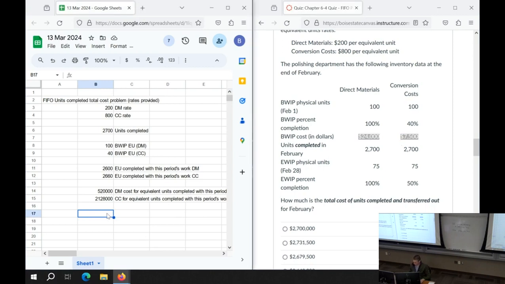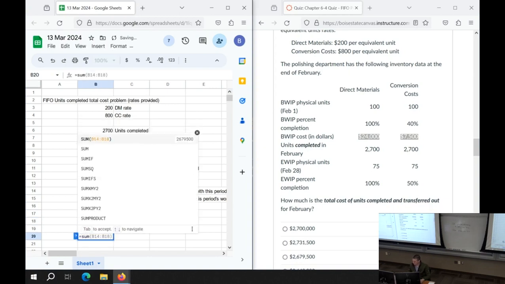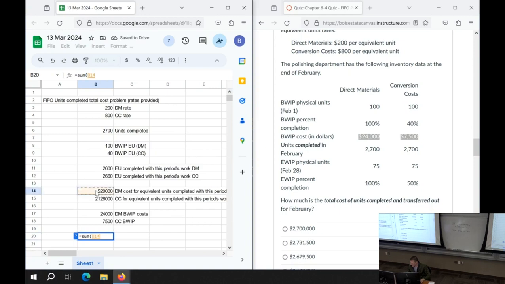Okay, now we sent those into orbit. They're back. We have 24,000 DM beginning WIP costs and 7,500 conversion costs in beginning WIP. And we can sum all four of those. You can do some subtotals if you want, but ultimately we're summing all four: DM costs with this period's work plus beginning WIP DM costs, and conversion costs with this period's work plus beginning WIP conversion costs. That should be our answer right there.